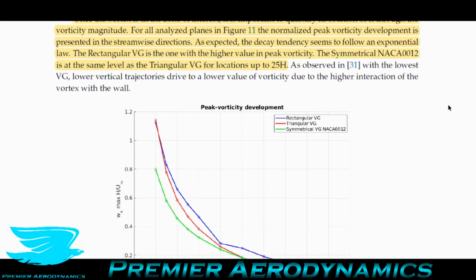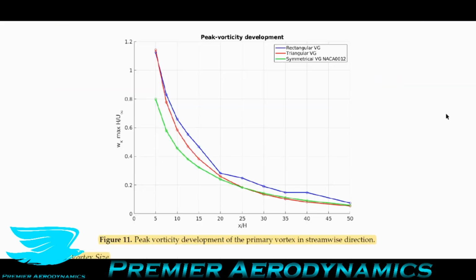So the rectangular vortex generator is the one with a higher value in the peak vorticity. The symmetrical NACA 0012 is at the same level as the triangular vortex generator for locations after 25 vortex generator heights downstream. Before that, the triangular vortex generator actually produces a vortex with a similar maximum vorticity as the rectangular vortex generator. So the triangular vortex generator, the vortices coming off of that, start off much stronger and then they decay much quicker than the other two. So that's interesting to note.